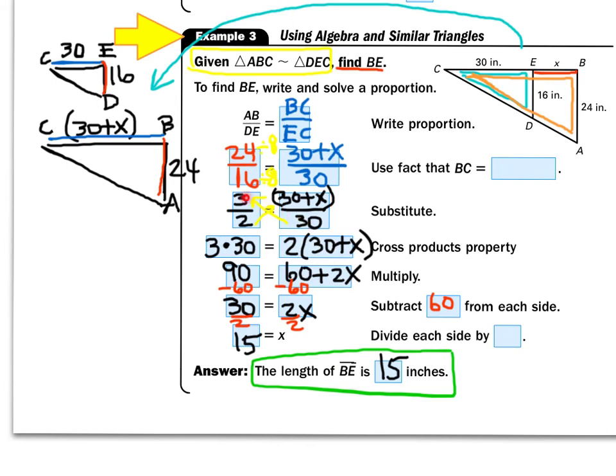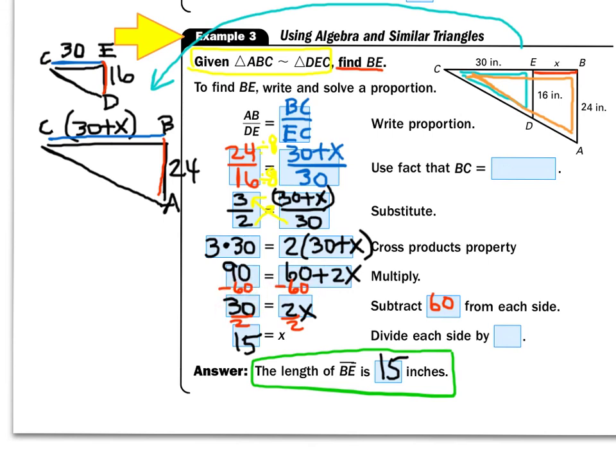So 30 times 3, I put here, and then it's 2 times the quantity, 30 plus x. So notice how I wrote that, 2, and then the 30 plus x is in parentheses. So now when I multiply, 30 times 3 is easy, that's 90. But when I do 2 times the quantity, 30 plus x, you have to do the rainbows, the distributive property. So 2 times 30 gave me 60, and then I copied the plus, and then 2 times x gave me 2x.